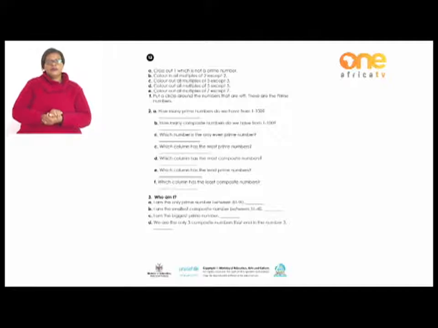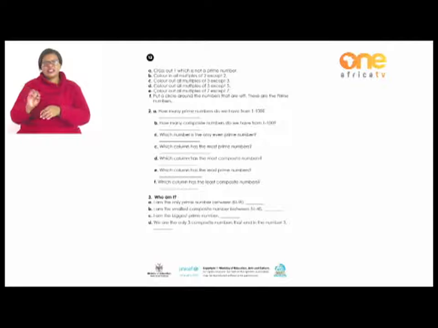Now, number 3 is "Who am I?" This activity has to do with identifying the number. In other words, which number is speaking here? 3A, for example, will say, I am the only prime number between 81 and 90. So which number is that? Which number is speaking like that, saying that I am the only prime number between 81 and 90?